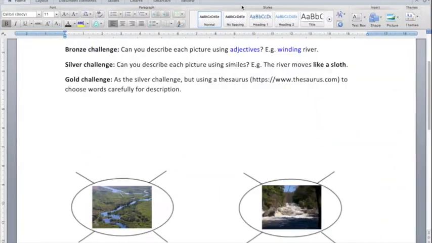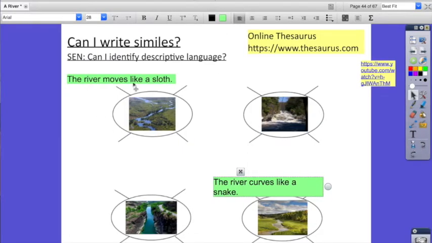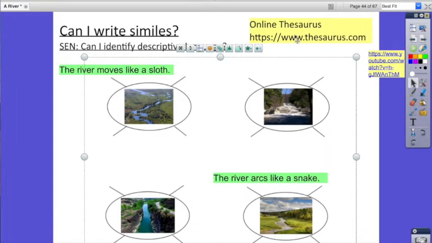So I'm going to go back. The river arcs like a snake. Okay, and you've got your thesaurus link just up here if you want to copy it into your browser.